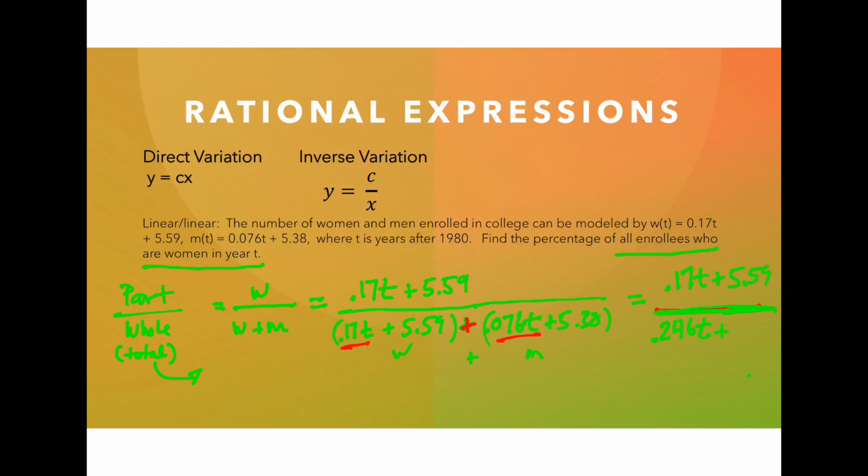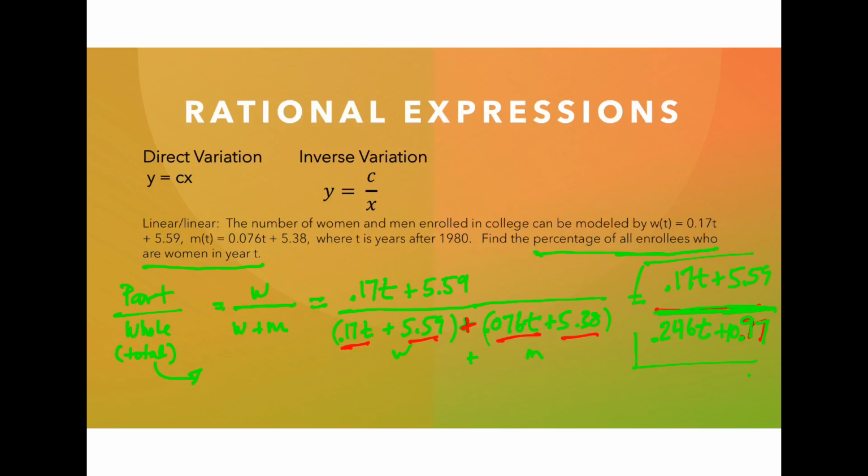0.246t. And then if I add the two constants together, 5.59 and 5.38, 9 plus 8 is 17, and then 5 plus 3 plus 1 is 9, and then 5 plus 5 is 10. So let's go ahead and put this in green. 10.97. What I have here is an expression that represents the percent of all enrollees who are women in year T.